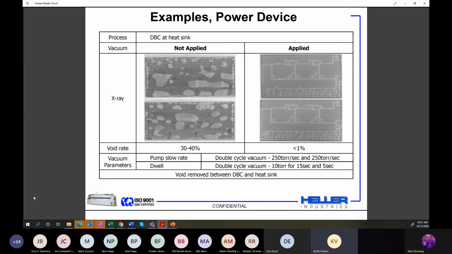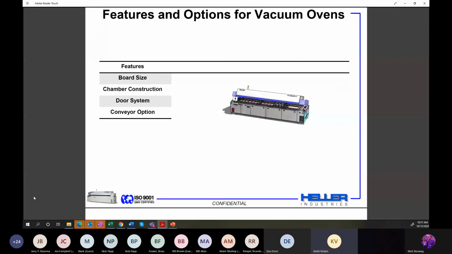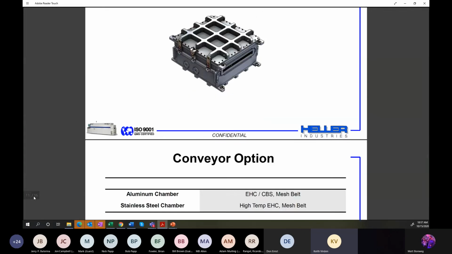So next one. Another example here, automotive application. We're seeing 20 to 40% voids, and then less than 1%. Skip one more, or a couple more. I'll just bypass these. Another one.